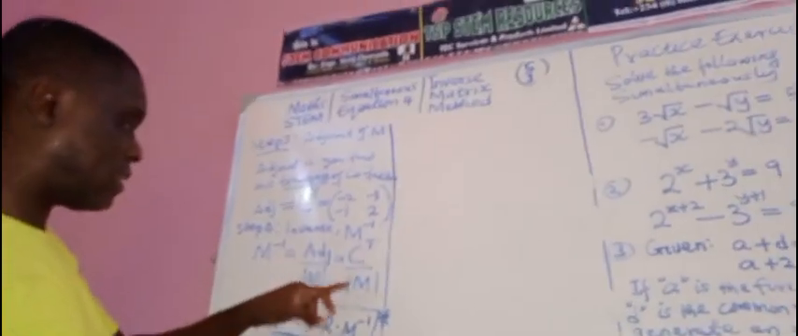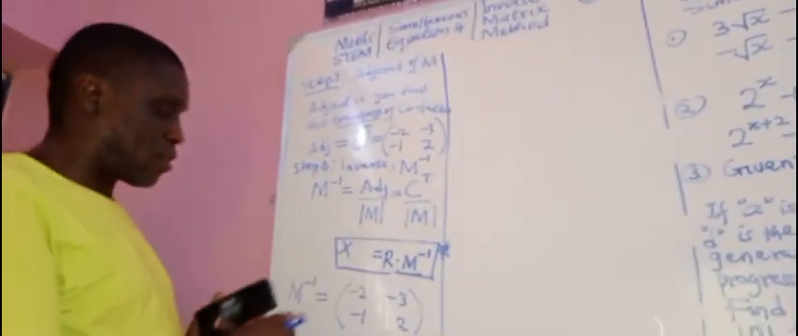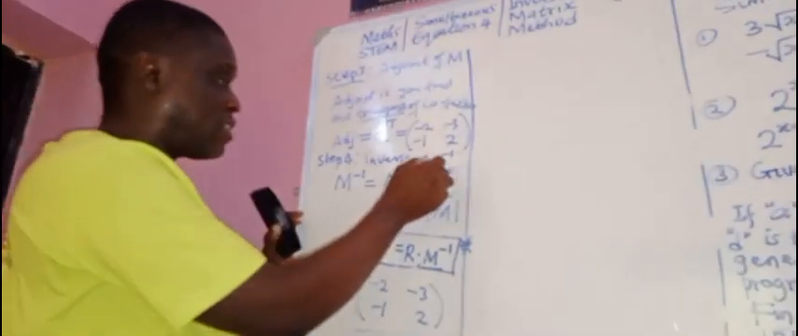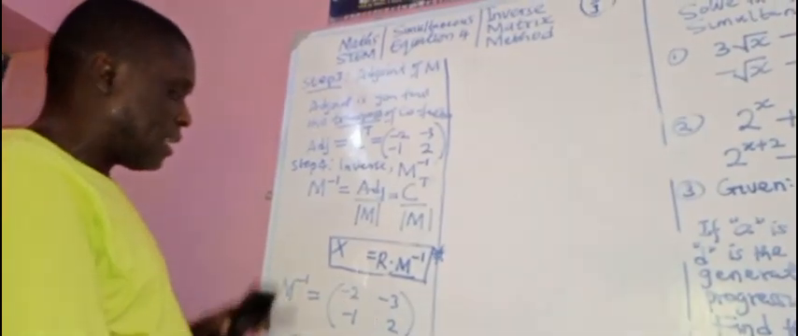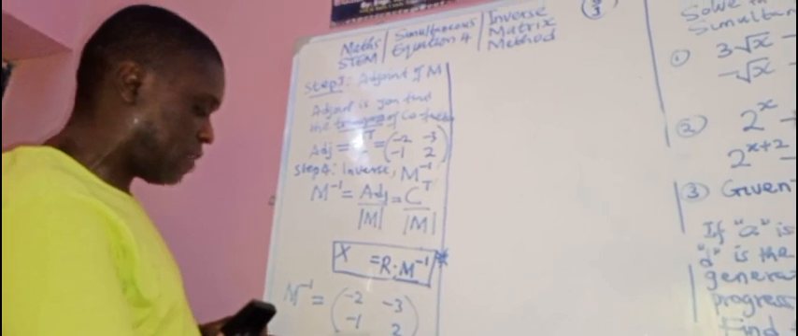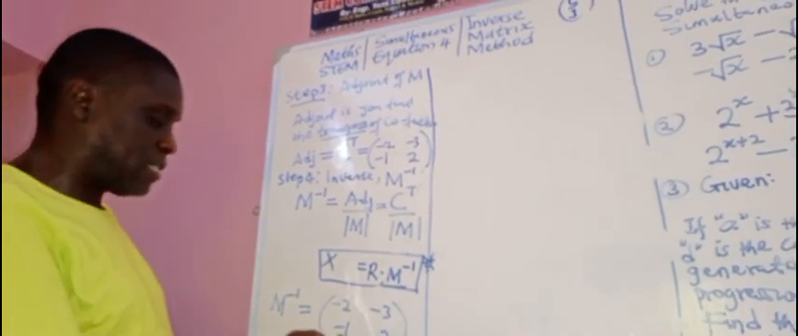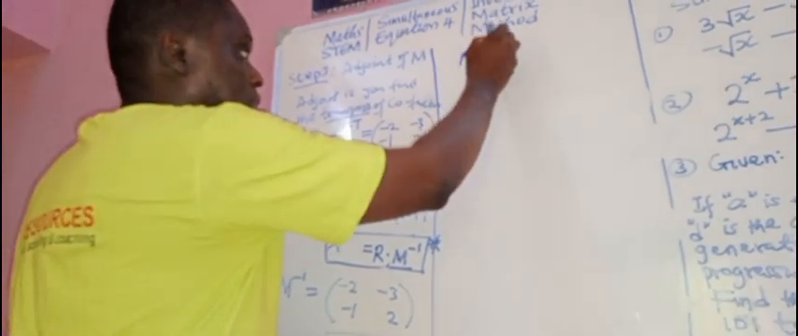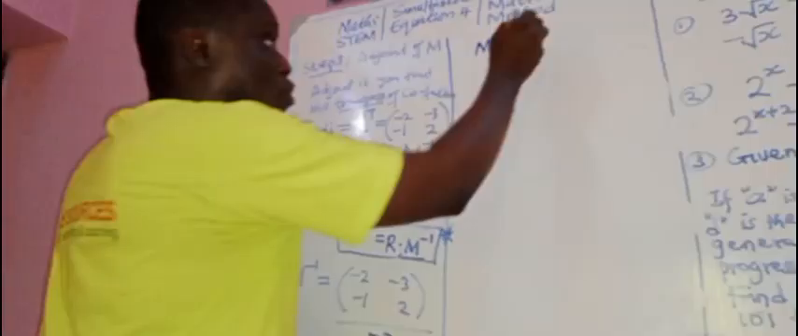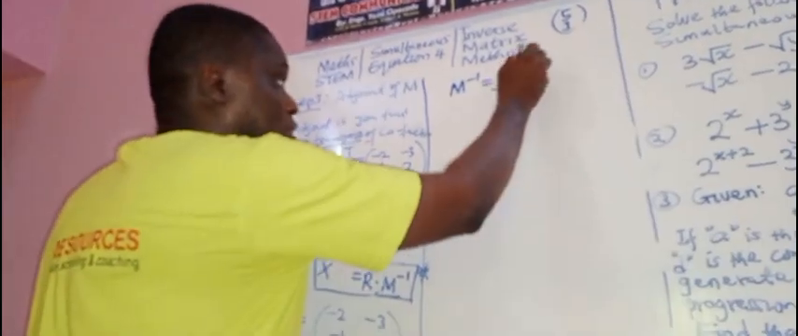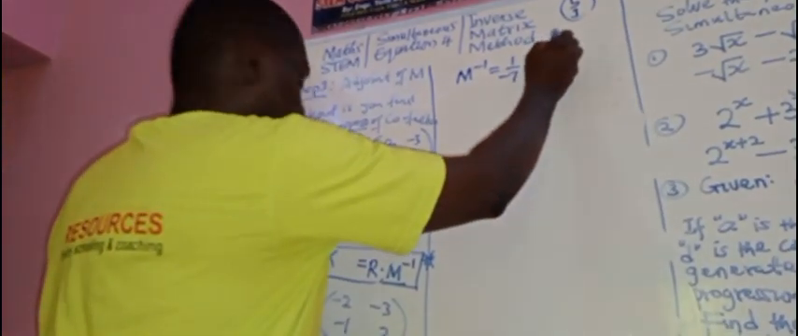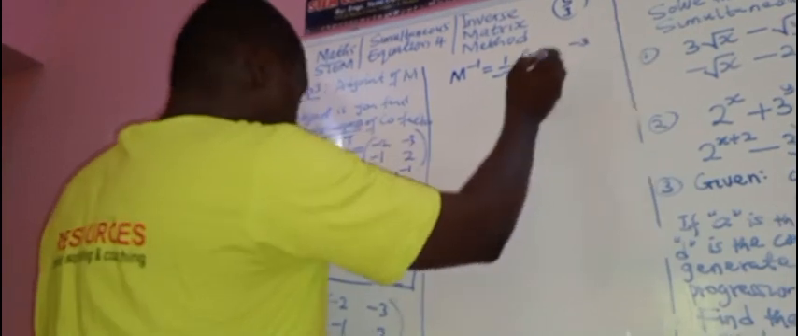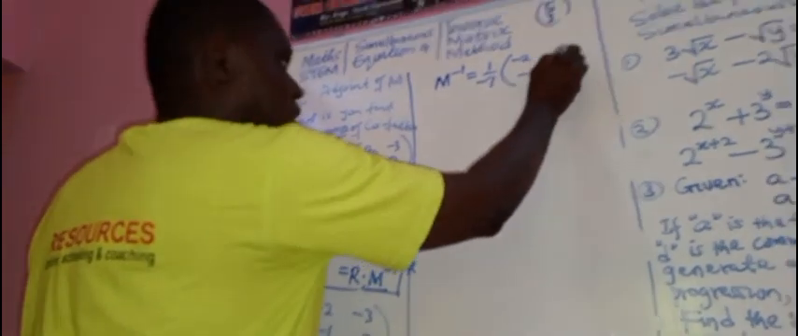So, like you said, the inverse is the adjoint over the determinant, which is C transpose over this, okay? Now, the adjoint is the transpose of the cofactor, which is this. The determinant is minus 7. So M inverse is 1 over minus 7 times this matrix: minus 2, minus 3, minus 1, then 2.